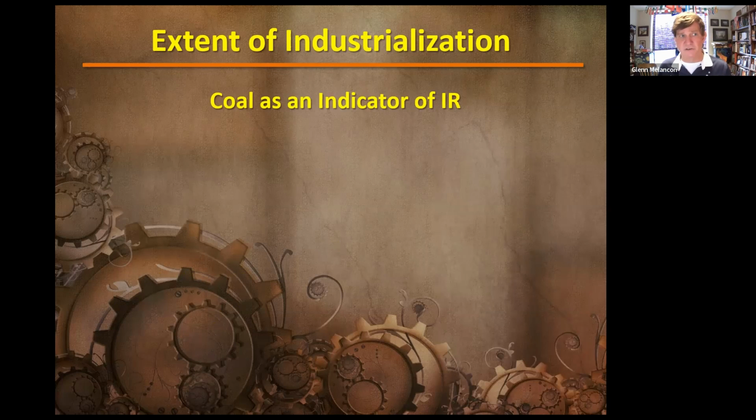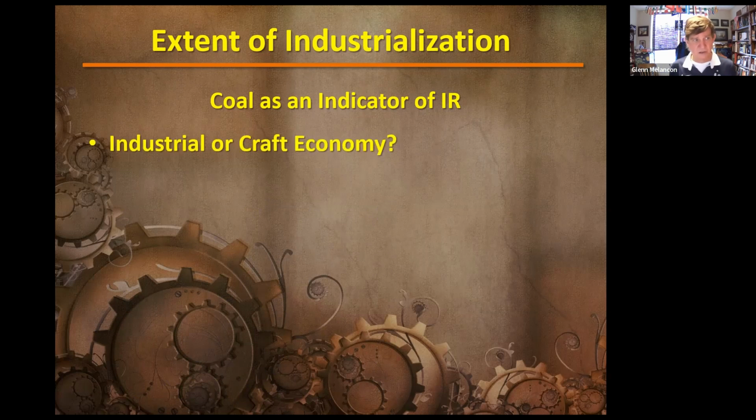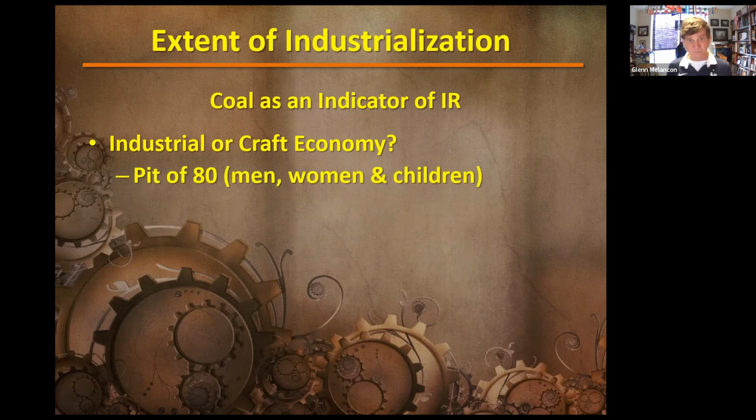Other historians have tried to use coal as an indicator of the Industrial Revolution, because if you look at most of the statistics, it will show that coal usage dramatically increased in the 18th century and certainly in the 19th century. Well, how was coal coming out of the ground? Was it industrialized? Did they use machines? Or was it a craft economy? And the answer is very simple. It was a craft economy. Coal came out of the ground with a pit of about 80 men, women, and children digging in the dirt with shovels and picks.